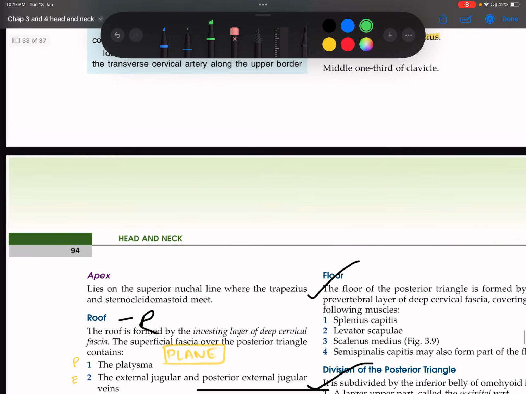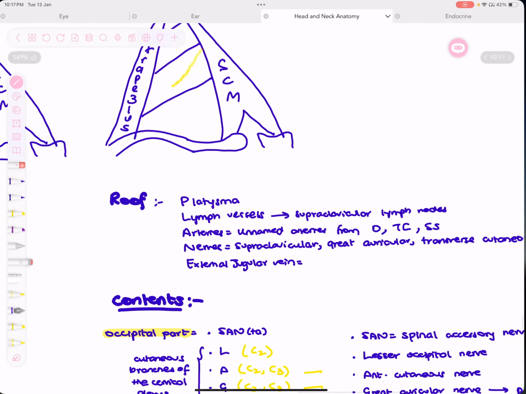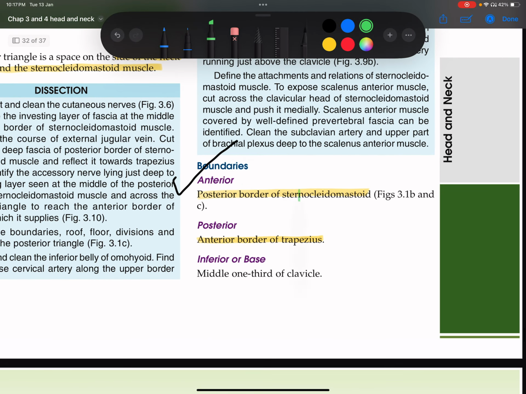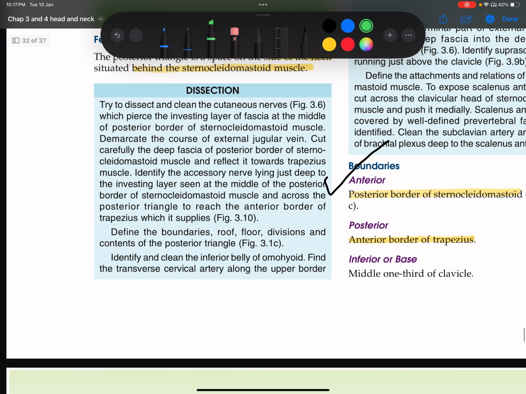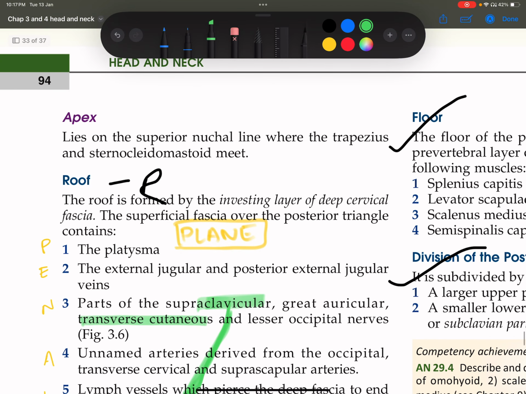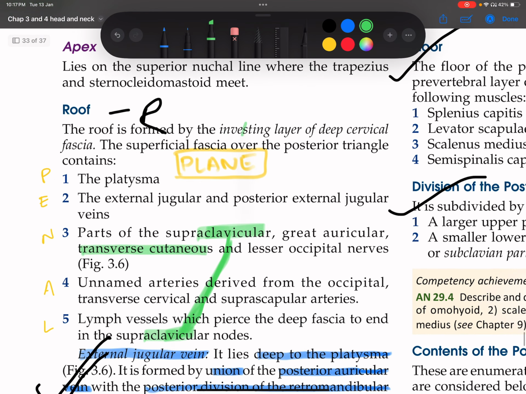So the posterior triangle is a space on the side of the neck situated behind the sternocleidomastoid muscle. The anterior boundary is marked by sternocleidomastoid, the posterior by trapezius. Base is the middle one-third of the clavicle. I said two-third, but it is the middle one-third. Then the apex lies on the superior nuchal line where the trapezius and sternocleidomastoid meet. Roof is formed by the investing layer of deep cervical fascia.